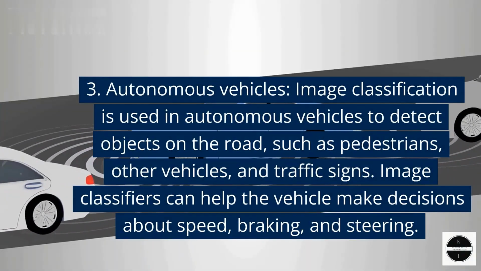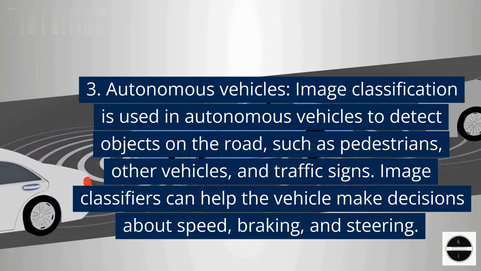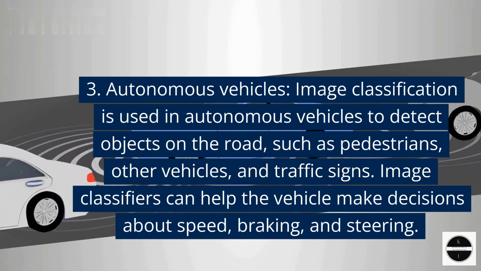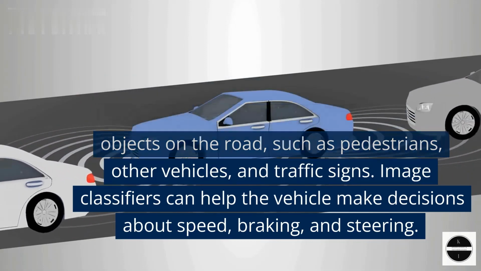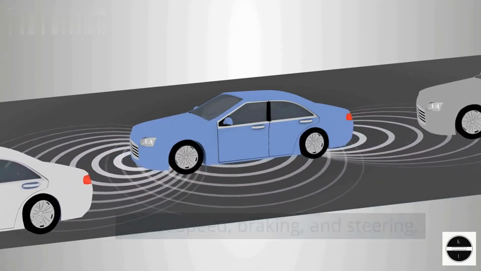3. Autonomous vehicles. Image classification is used in autonomous vehicles to detect objects on the road, such as pedestrians, other vehicles, and traffic signs. Image classifiers can help the vehicle make decisions about speed, braking, and steering.